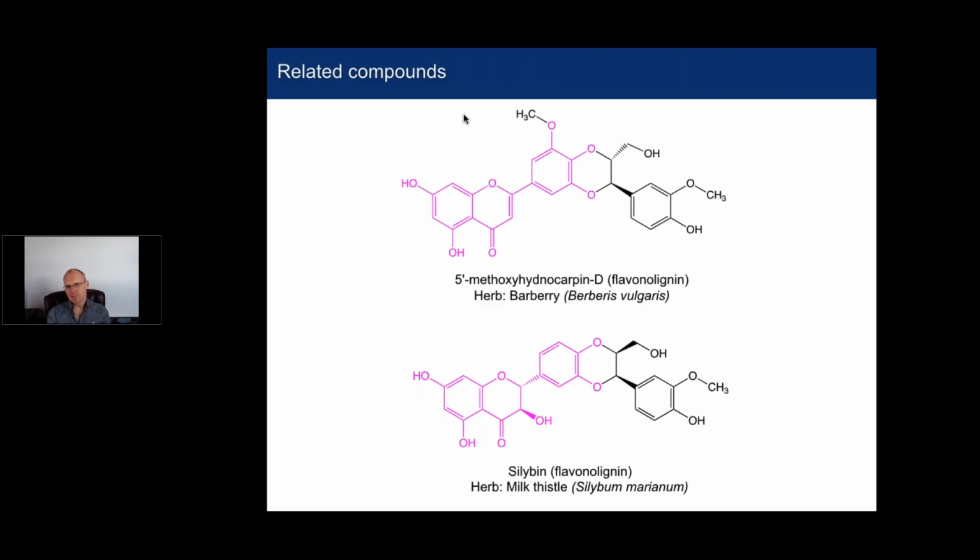Now, what's kind of neat is you'll learn about flavonolignans later on, but barberry and the golden seal and the Oregon grape, they contain various flavonolignans. So here we've got the 5-MHC at the top, and at the bottom there's a compound called silibin, which is also a flavonolignan found in milk thistle. Now, milk thistle doesn't have any antibiotic properties, and it's not used in any way for anti-malaria or antibiotics or anything like that.